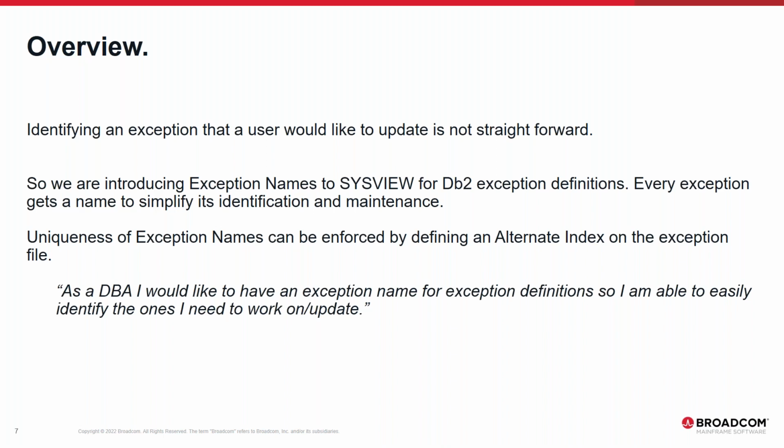So we got the feedback from customers that identifying the exception that the DBA would like to update is not straightforward. They need to rely on visual cues. So we try to address that by introducing exception names to SysView for DB2 exception definitions. Every exception gets a name to simplify its identification and maintenance. These names can be unique by using an alternate index on the exception file.